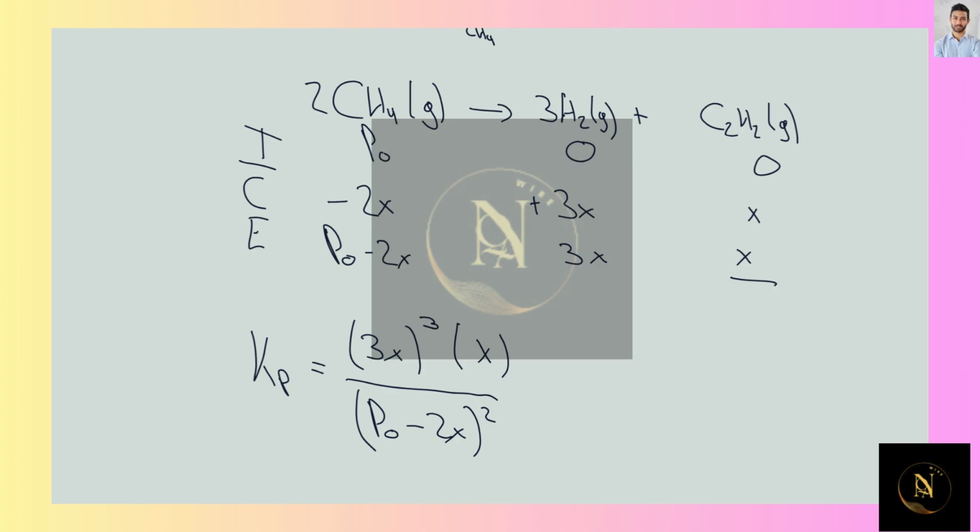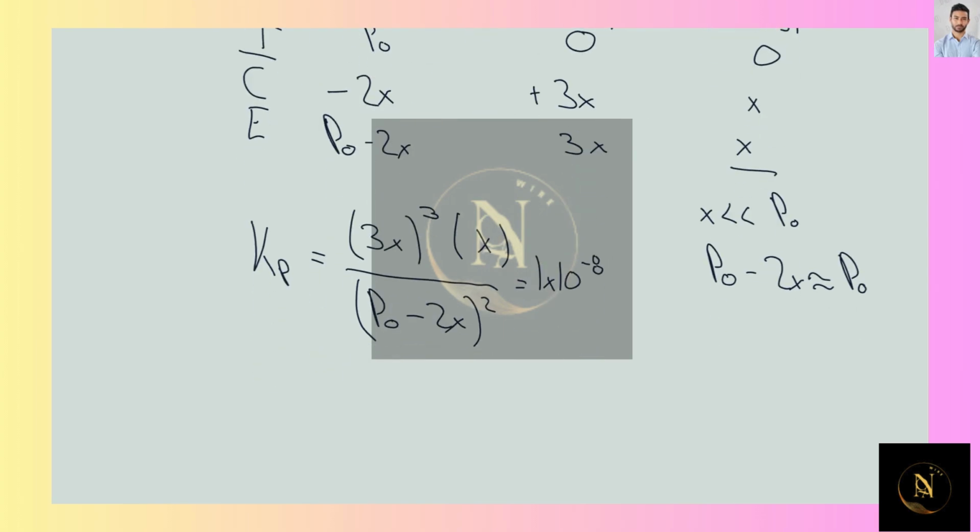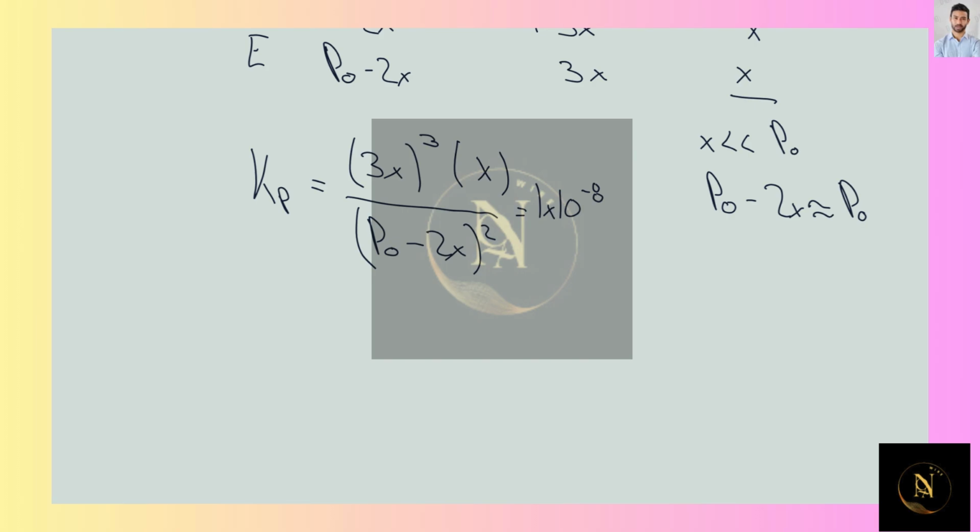So now what we're going to do is proceed with an approximation. Since we know that the value for Kp is very small, in this case 1 times 10 to the minus 8, we are going to expect that x is going to be much smaller than P naught. So we can approximate P naught minus 2x as approximately equal to P naught. With this approximation, which we're going to verify later with our result, doing the algebra with the coefficients, Kp is equal to 27 times x to the fourth divided by P naught squared.